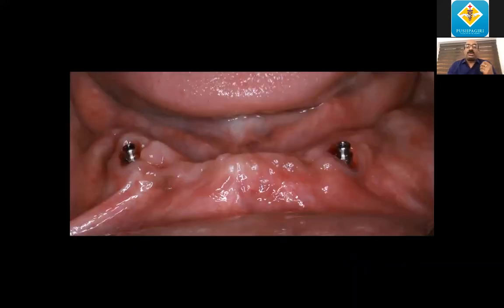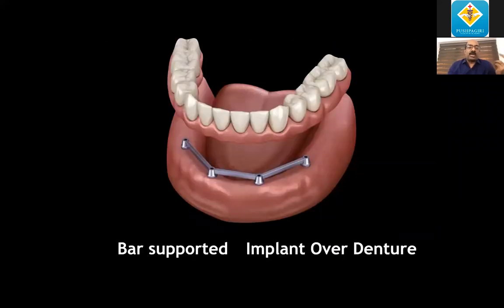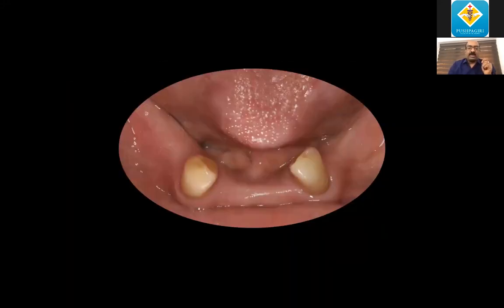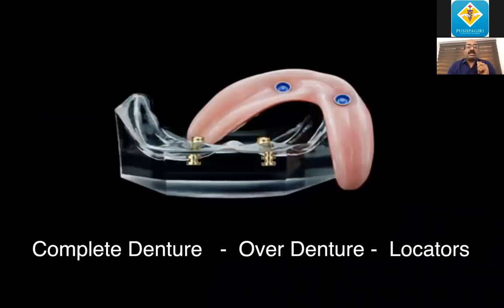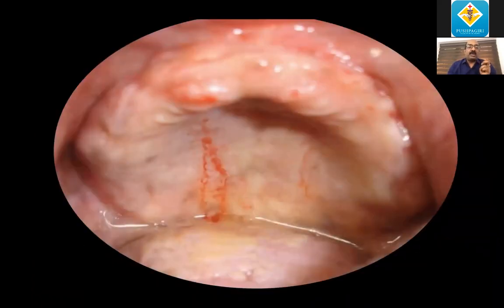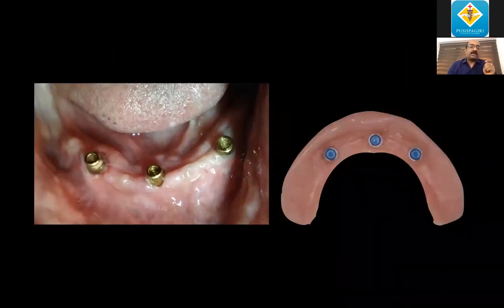And I would like to show some of the overdentures to retain the denture. I talked about this. I could pick up some cases here and there. This is one of my former patients. He wanted to have a removable denture at any cost. And we placed 4 implants and gave an overdenture and a bar retained denture in the upper. And we have so many patients with locator attachments and multiple implants.